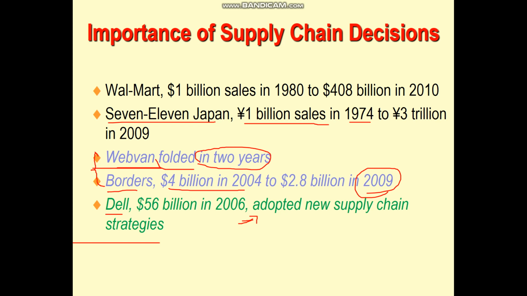So via those examples, the lesson we learn is that supply chain design, planning, and operation decisions play a significant role in the success or failure of a firm. So to stay competitive, supply chains must adapt to changing technology and customer expectations.